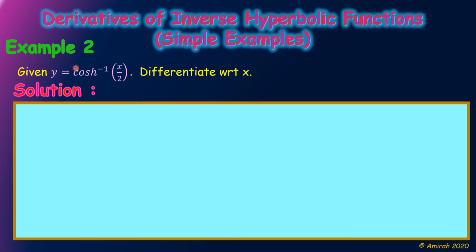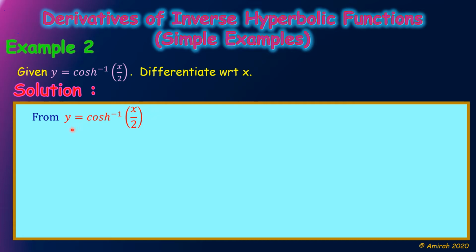Okay, we continue with example 2. Given y equals inverse cos x over 2, differentiate with respect to x. From the given question, we have y equals inverse cos x over 2. To differentiate inverse cos x over 2, we need to identify the mathematical operation. The relationship between inverse cos and x over 2 is a composite function, meaning that x over 2 is inside the inverse cos function.